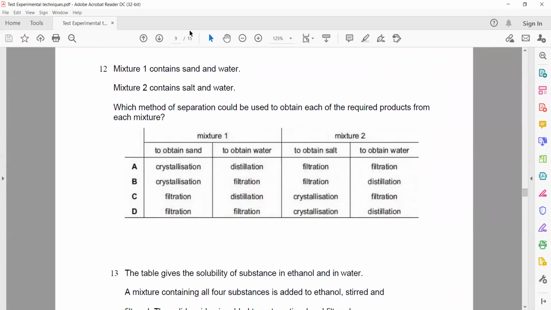Mixture 1 contains sand and water. Mixture 2 contains salt and water. Which method of separation could be used to obtain each of the required products?